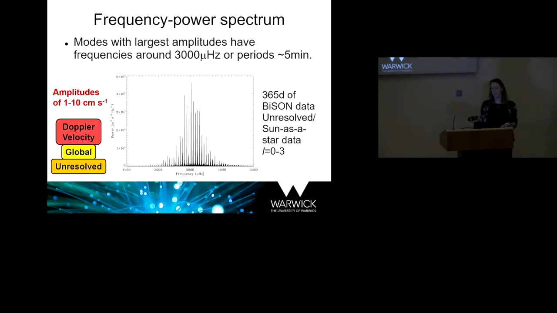Now, this data was taken with unresolved observations of the Sun, so it only has the lowest degree modes, those are the ones that travel right to the solar core. But you can still see there's a very rich spectrum of oscillations that we can use. You can see that the dominant modes have frequencies of about 3,000 microhertz, or periods of about 5 minutes. And then there's a drop in power on either side, and actually, as you'll see later on, this shape is very characteristic for solar-like stars.